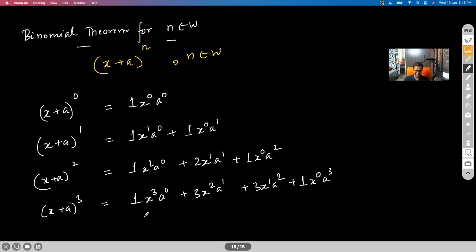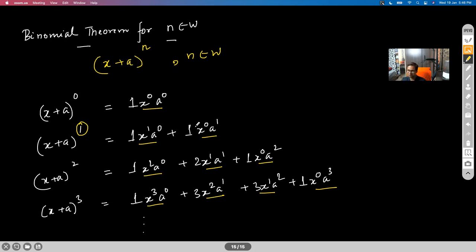I can continue on and on, but what I want you to observe with respect to these expressions is the pattern. The ones which I have underlined, what pattern do you observe? One pattern that everybody would have seen is that each of these terms has both x and a, right? And this exponent is first completely taken by x. So x raises itself to that exponent. A starts with zero. And slowly, x starts losing that exponent.